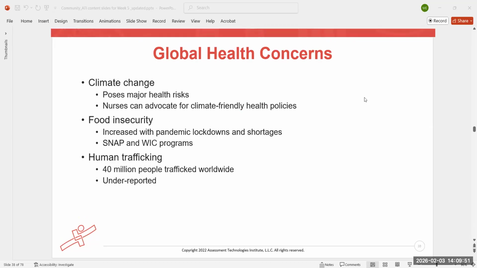Some things that could be affecting global health: climate change, so the effects of our environment, and food insecurities. So we want to support different programs, SNAP and WIC. There were increased issues noted with the pandemic due to lockdowns and shortages. And also, where does the patient live? What's available within their little radius? Is it more convenience stores down on the corner of the street that have processed packaged foods? Or do they have access to farmers markets and larger grocery stores that have produce?